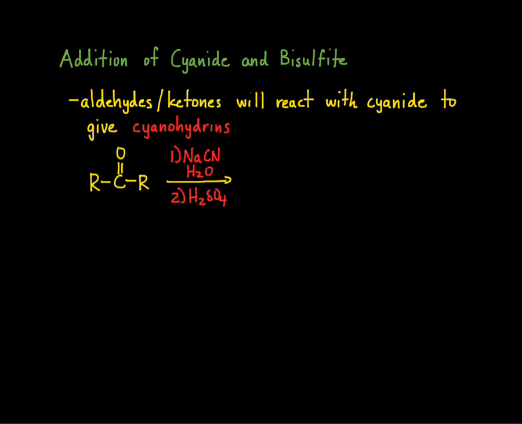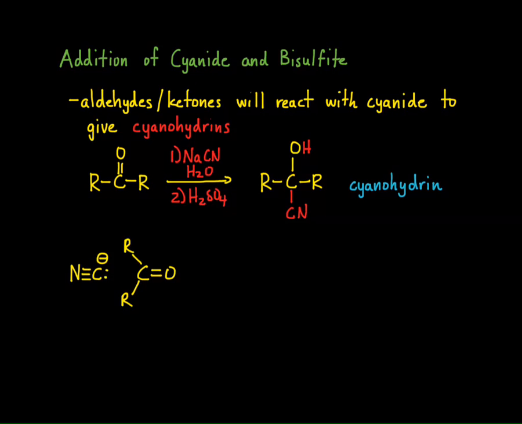One of the reasons for this is, you could react it with HCN, and the reaction itself, number one, is very slow. Number two, it is very dangerous to work with HCN. So we typically don't do that. Again, two steps: sodium cyanide in water, followed by adding a little bit of sulfuric acid. The result is you add HCN across the double bond. So cyanide adds to the carbon, and then the oxygen is protonated. And this is what is called a cyanohydrin.